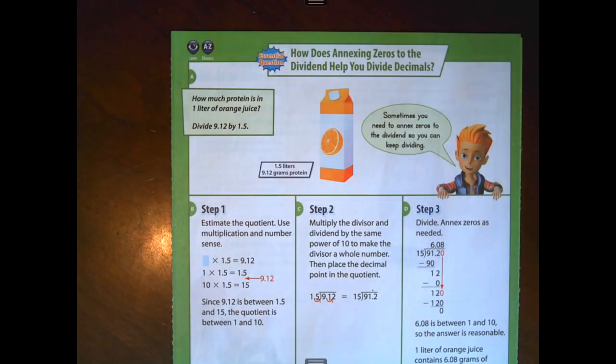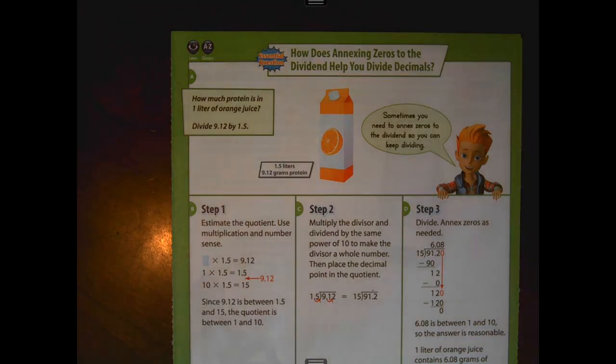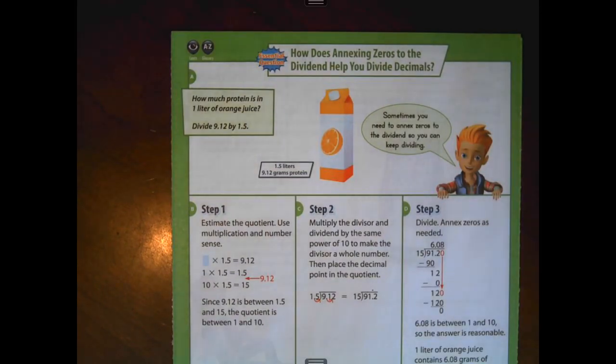So let's look at this concept in context. How much protein is in 1 liter of orange juice? And we're told that we need to divide 9.12 by 1.5. That's because we have 9.12 grams of protein in this 1.5 liter bottle of juice. All right, our little 5th grade helper reminds us that sometimes you need to annex zeros to the dividend so that you can keep dividing.